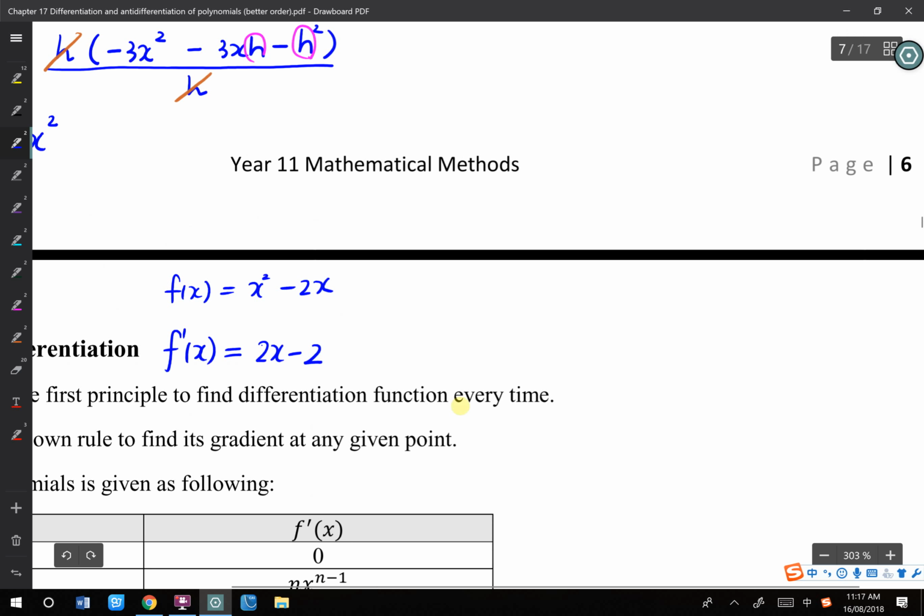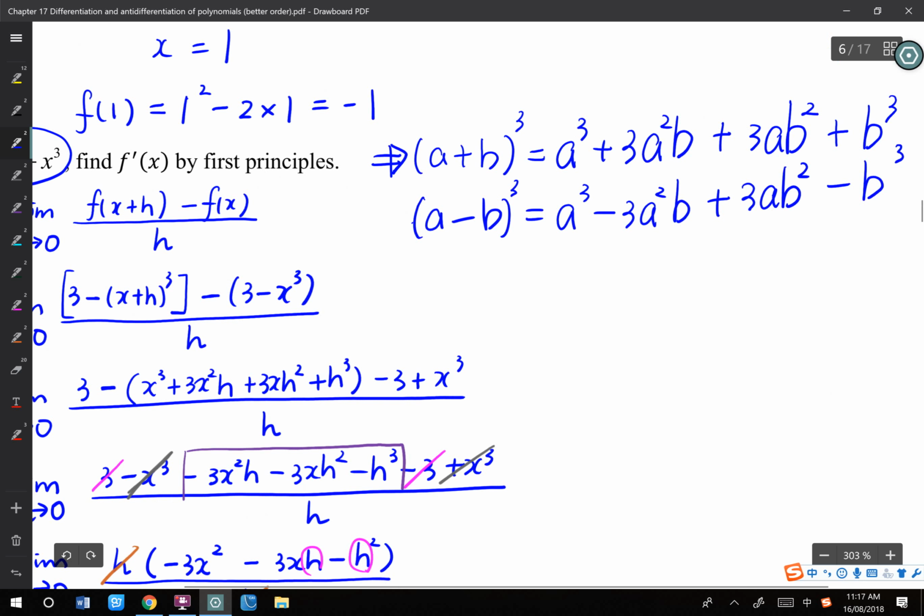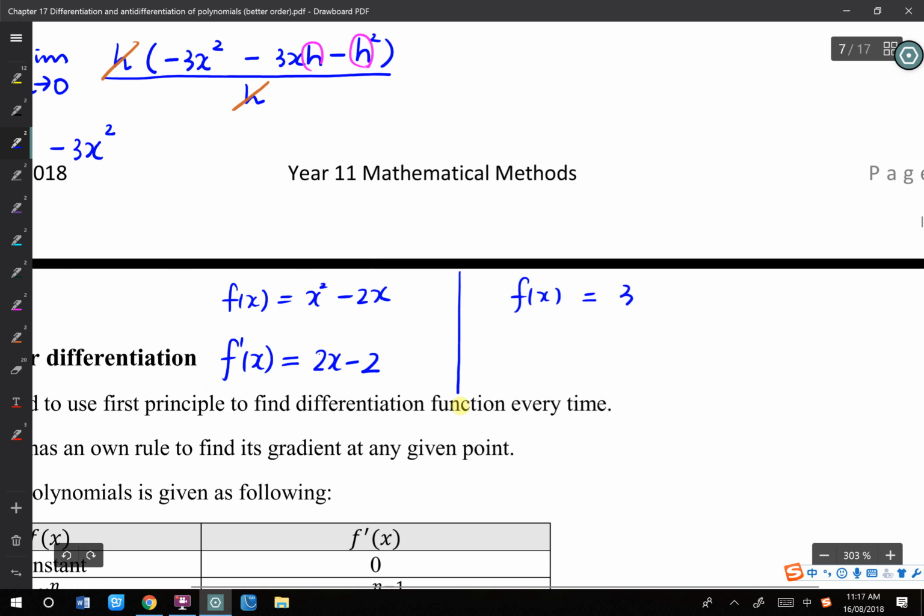And for that example here, we have f(x) equals 3 minus x cubed. So f'(x) I have worked out is minus 3x squared. That's my derivative, the final answer I have from the first principle. I just put those two down for you.